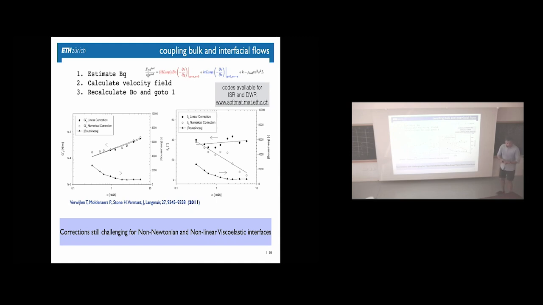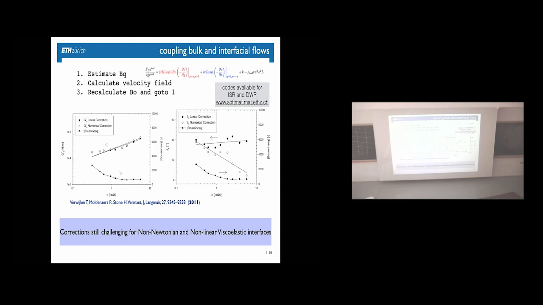So you're doing an experiment where you're assuming you're oscillating and you're assuming that you know the velocity gradient, but you don't, because you don't know the rheological properties of the interface, which you're trying to measure, okay? So what we do is we estimate the Boussinesq number. We say, oh, it's about 10. We calculate the velocity profile, and then we recalculate the stresses until we converge, right?